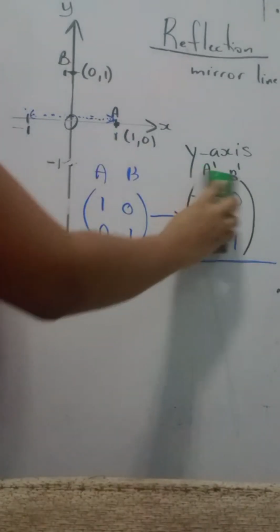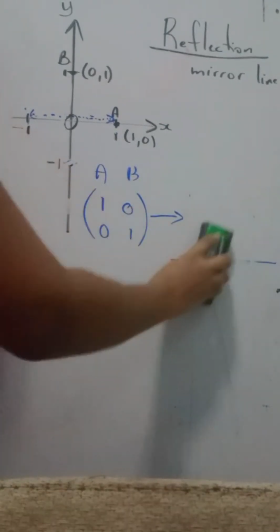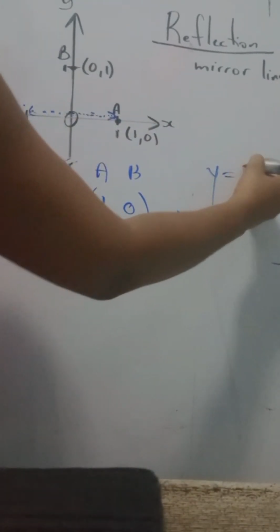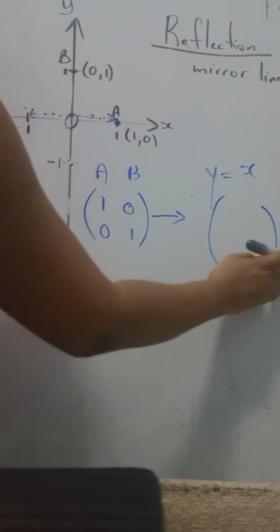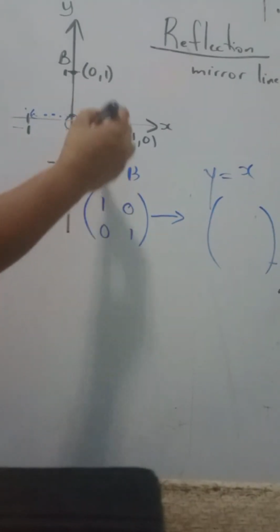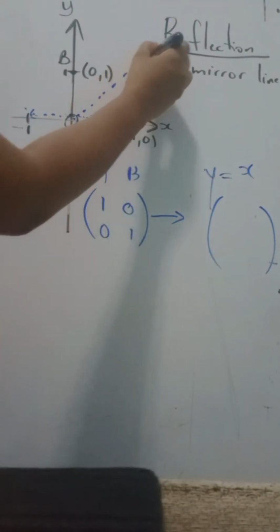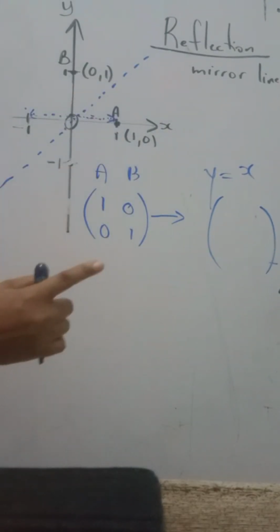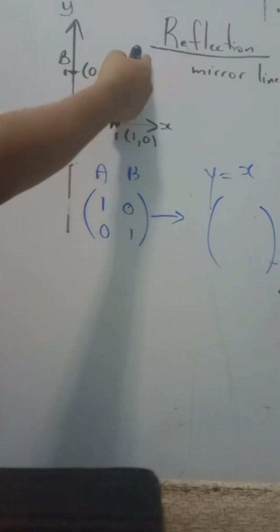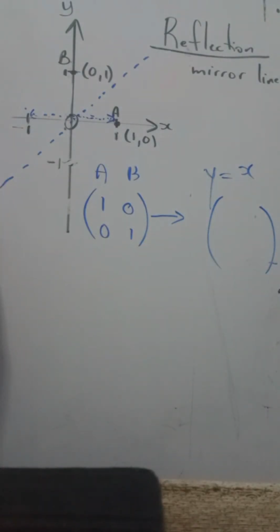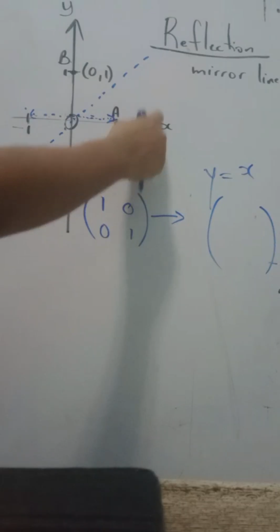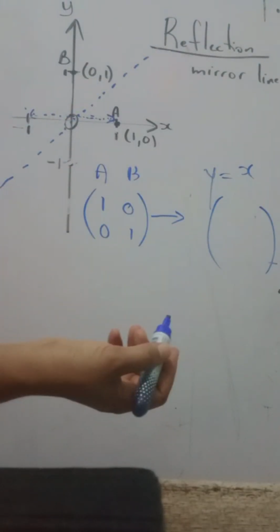What if I wanted to create the matrix for a reflection in the line y equal x? We're going to create that. So let's see. Remember, the line y equal x is a slant line that represents that the x and y coordinates on the line are equal to each other. So if x is 1, y is 1. If x was 2, y was 2, so on and so forth.